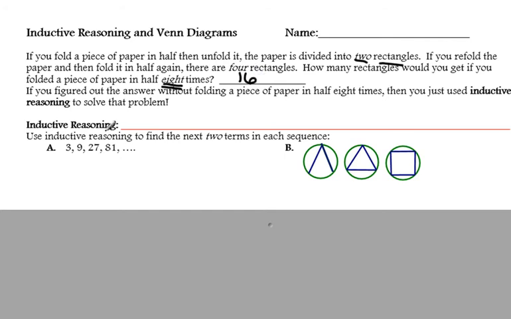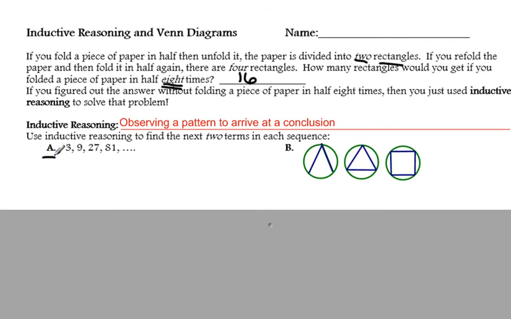If you didn't need to fold the paper and you could just figure that out in your head, that's called inductive reasoning. So inductive reasoning is looking at a pattern or looking for a pattern in order to arrive at a conclusion. So we're going to use inductive reasoning to find the next two terms in each sequence.